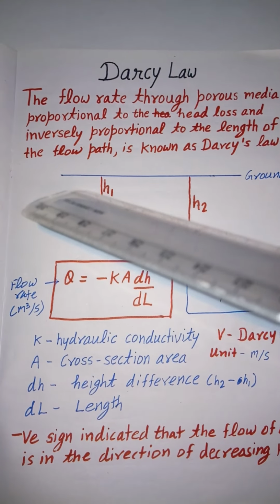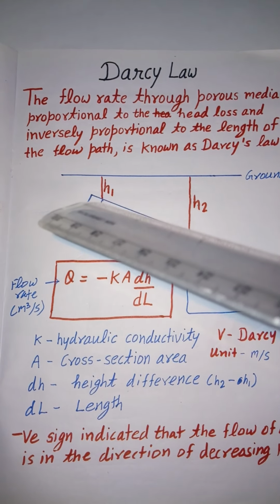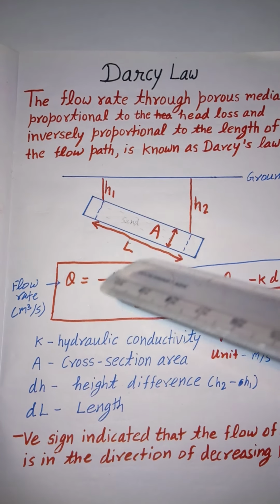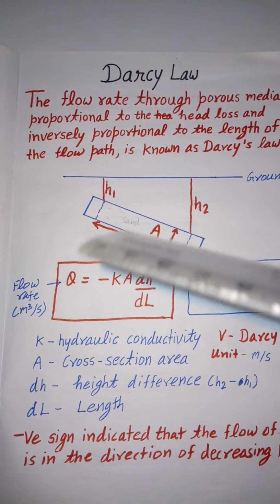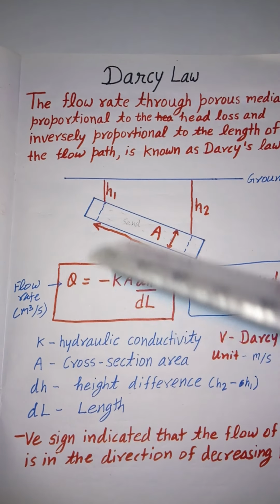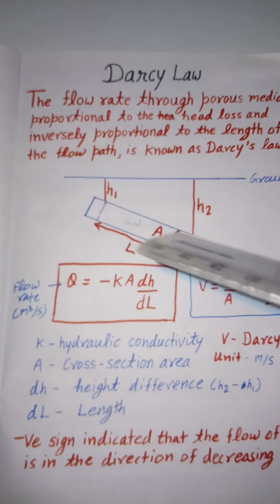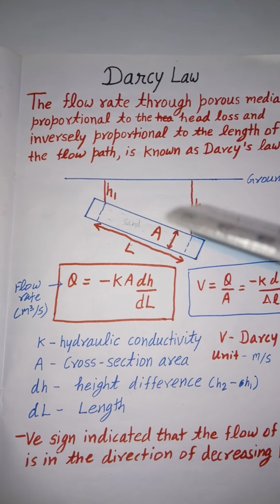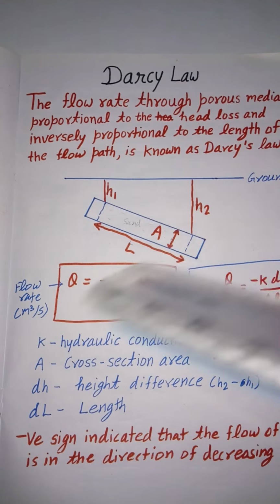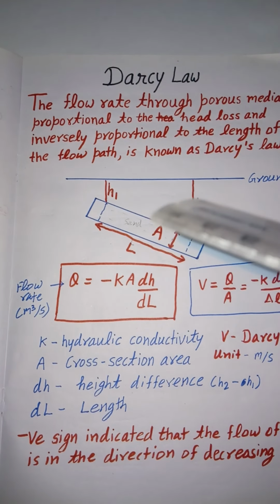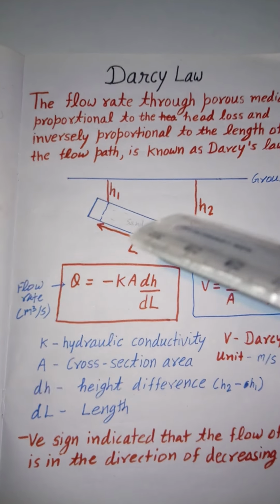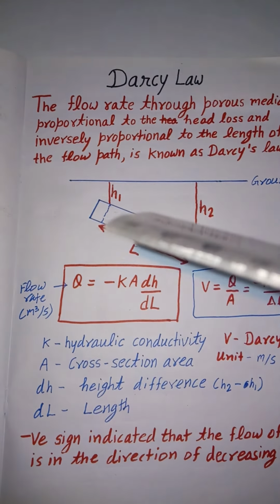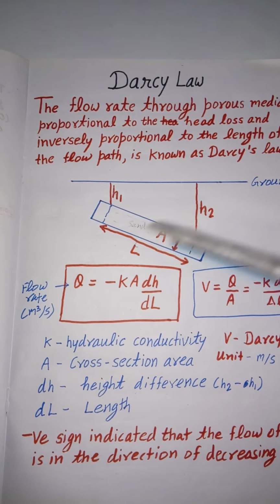Now he poured some water from the h1 side, collected it at the h2 side, and measured the velocity of the water. He was trying to find out what factors affect the flow rate, meaning the flow velocity of the water. So he found that the head difference is directly proportional to the flow rate. The more the head difference, meaning the value of h2 minus h1, the more the flow rate increased. This is obvious, because of gravity.